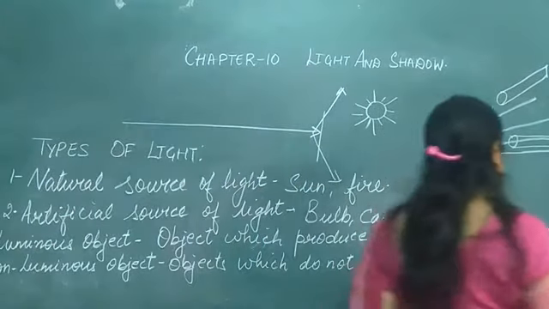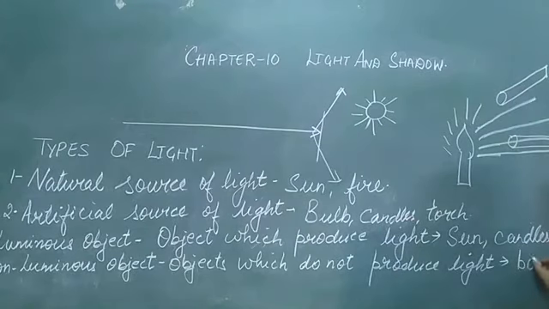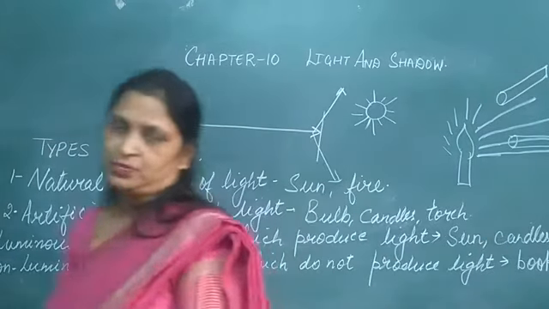You can write an example of book, and you can write wall. Yes, here I am using this chalk, it is also a non-luminous object. You can write chalk also. These all are the non-luminous objects.